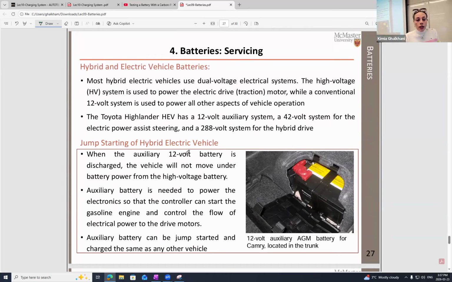Next, we are going to have another opportunity in here for hybrid and electric vehicle batteries. You need to understand that in a vehicle we have different ranges of voltage. For example, we have a 12 volt for the auxiliary system. What is the auxiliary system, or aux system? Who knows that?